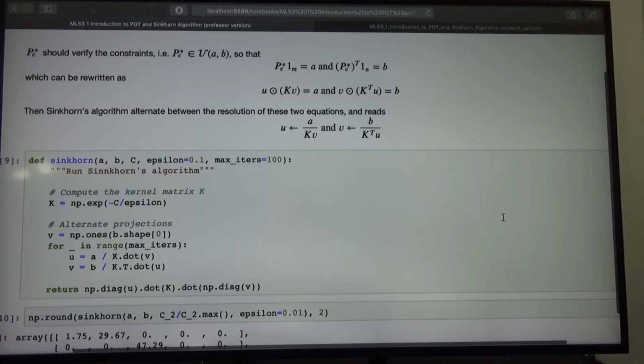Yes? Yeah, so here we just take the ones, but you could take something random, I think. Okay, so the question was how important is the initialization of v, that here I set to a vector of ones. So actually I think that you could start from any random v, and it will still converge.